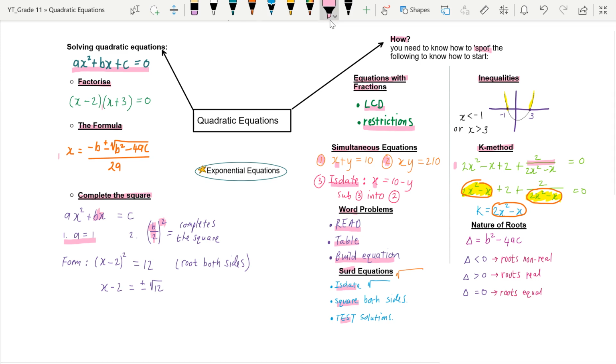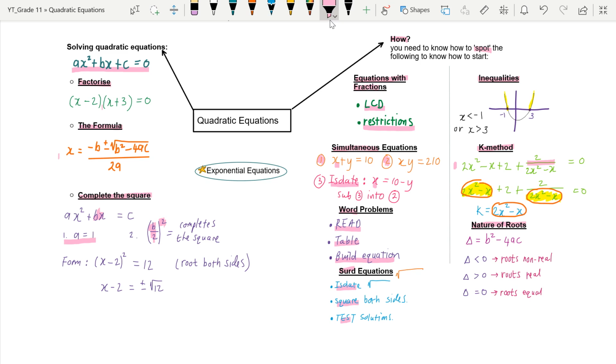Then nature of roots. This is a section where I find that they quite like asking some problem solving questions. So there's so much more to it than just remember these little delta is smaller than 0 and what it means. We need to interpret these sums in detail. So we're going to do a few of those.